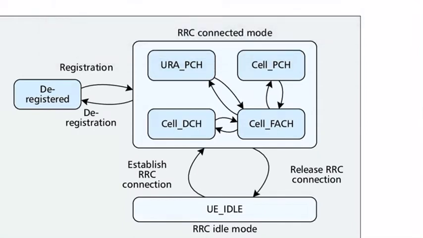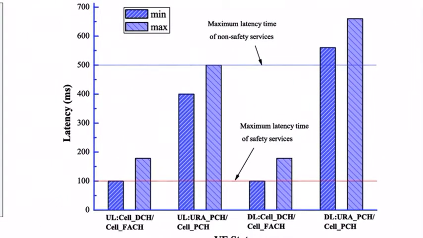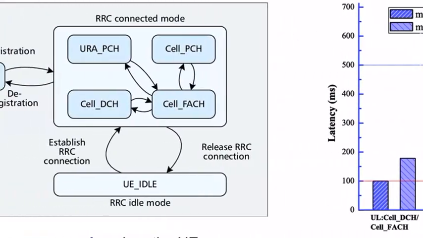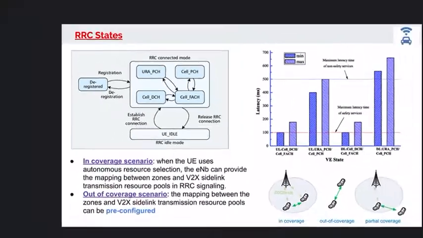The diagram on the side shows which of the states are safe in terms of latency for a V2X user. This is the diagram. As we can see, cell DCH to cell FACH is the fastest since it's direct and it fits the requirements. Here we can see how direct it is.